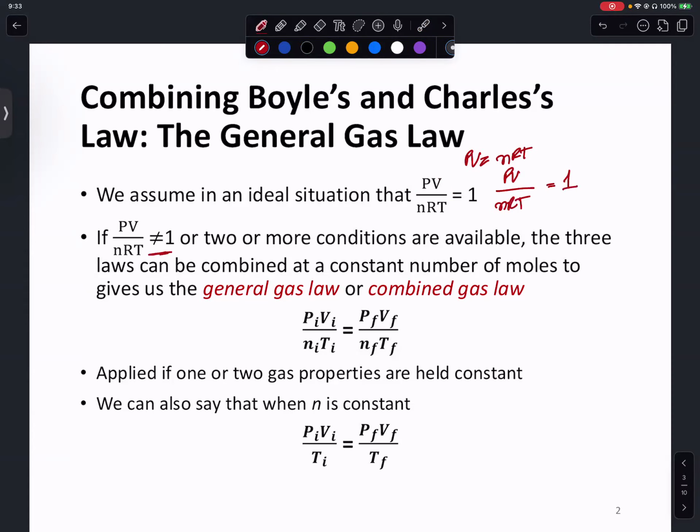But what if we don't have ideal conditions, or two or more quantities are available? All these laws can be combined together to give me this setup, which is called the general or combined gas law. And this applies if one or more gas properties are held constant. So for example, if n, the number of moles, is held constant, I will have this setup because the number of moles is going to be the same.